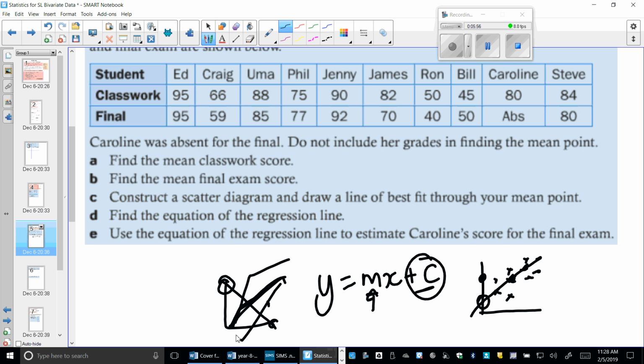Once you've found your y-intercept, so we've decided ours is 0, 0, you then need to find your gradient. How would you find the gradient?